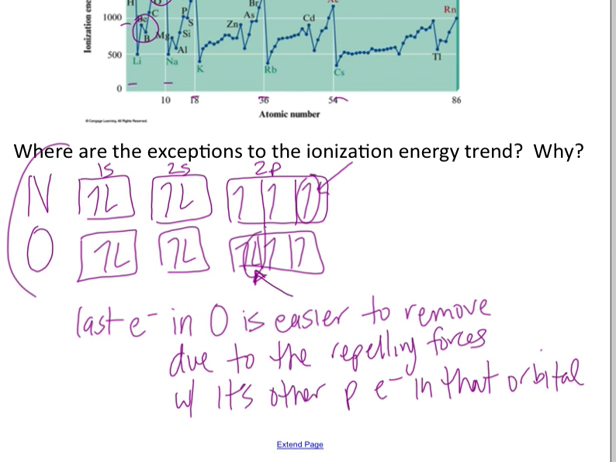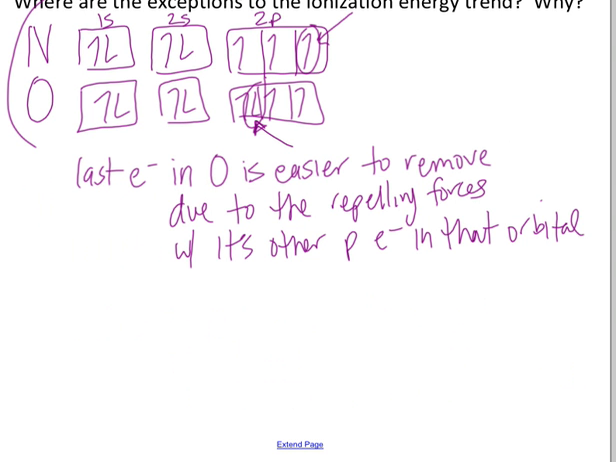Okay? So this is true down the whole column, between N and O, P and S, As and Se, and they won't ask you about bismuth and polonium or lead and tellurium. They won't. So those first 3 are where you're going to get the questions. So are we good with that one? All right, now let's do the boron to beryllium exception.